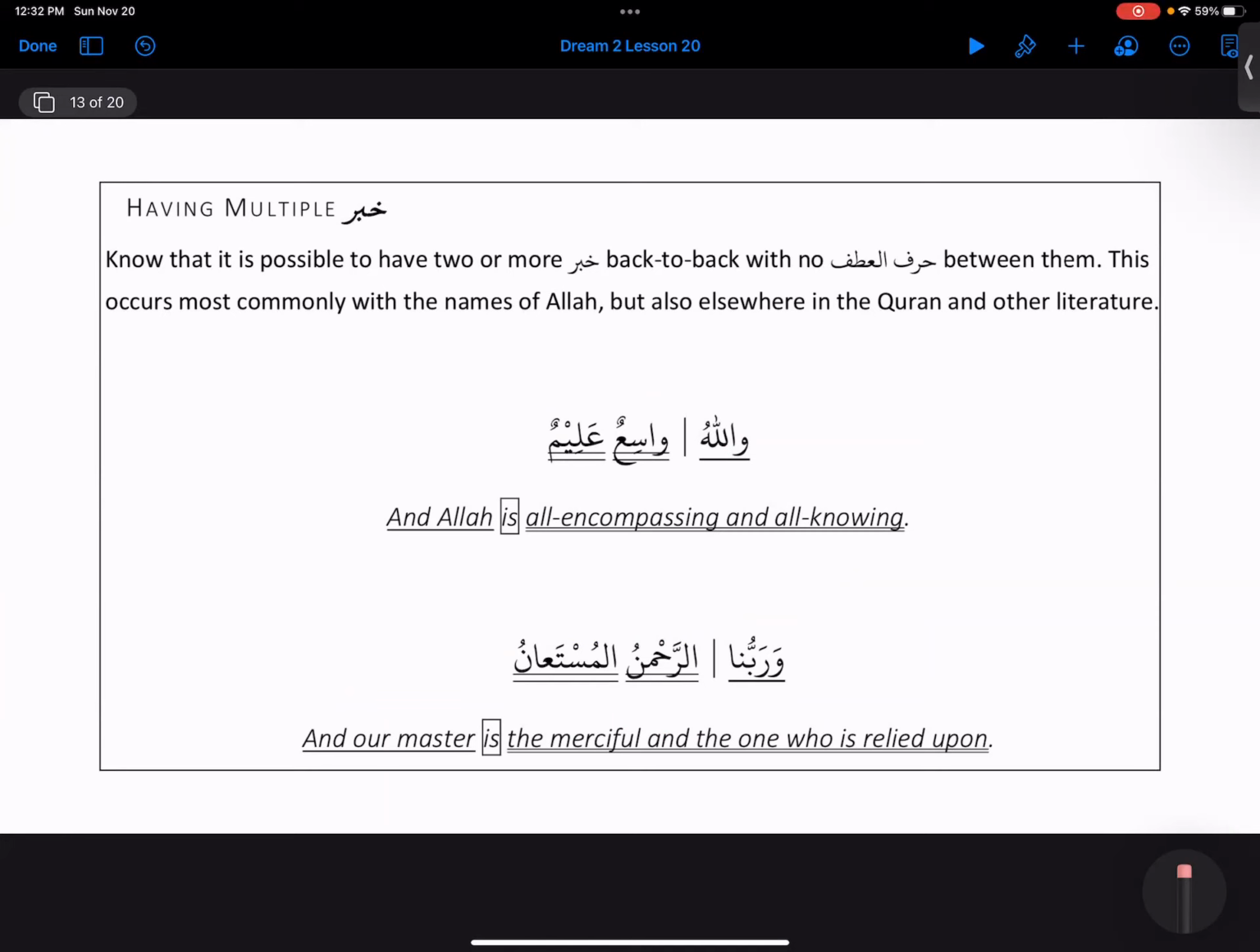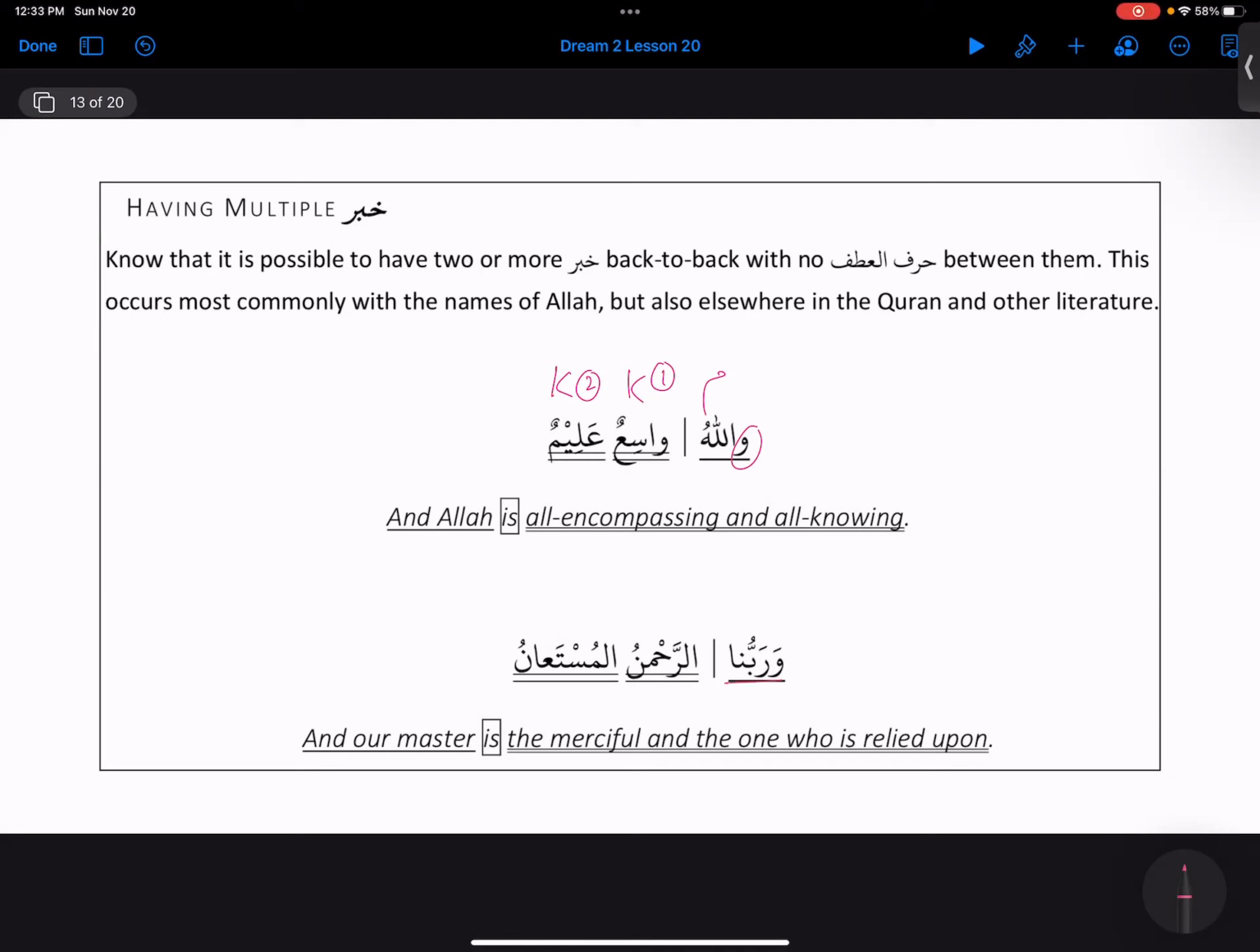Having multiple khabar. This is easy, so that's why I'm going to keep doing it. Wallahu: what is Wallahu? Wa is harfu atf. The word Allah is mubtada. Khabar: what is Alimun? Khabar number two. Okay, so this is basically how it's going to go.